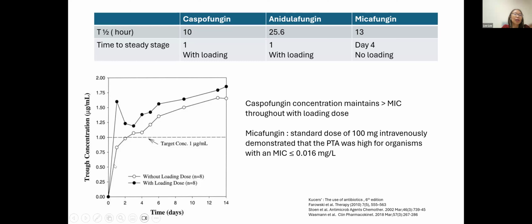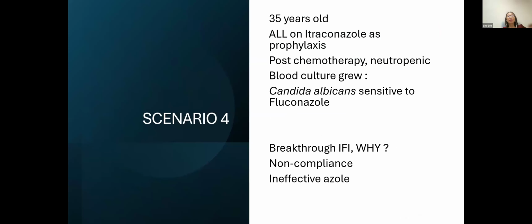Look at the dark dot. This is the caspofungin level with a loading dose, whereby it could achieve the level above the target easily. But without the loading dose, it takes a longer time to achieve the target above the MIC.